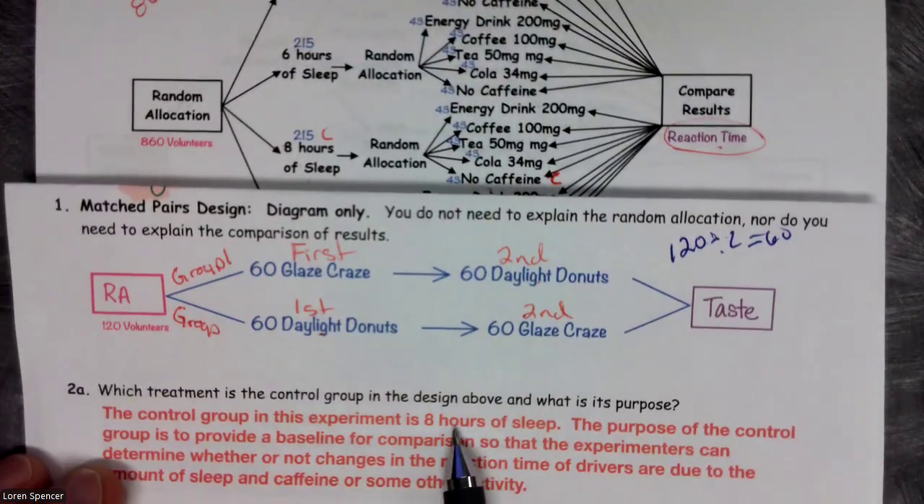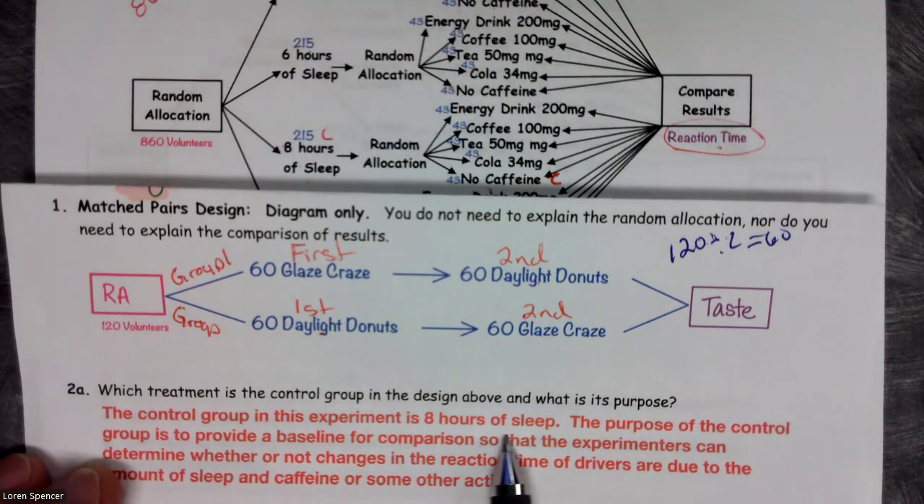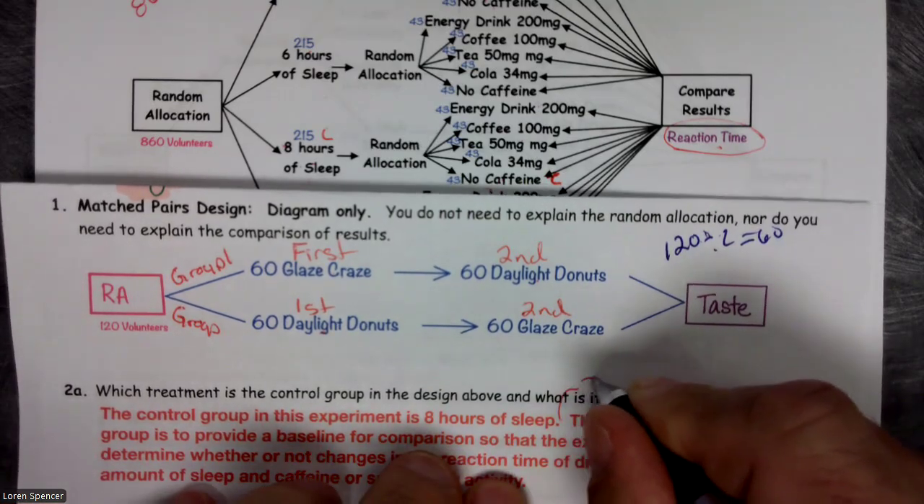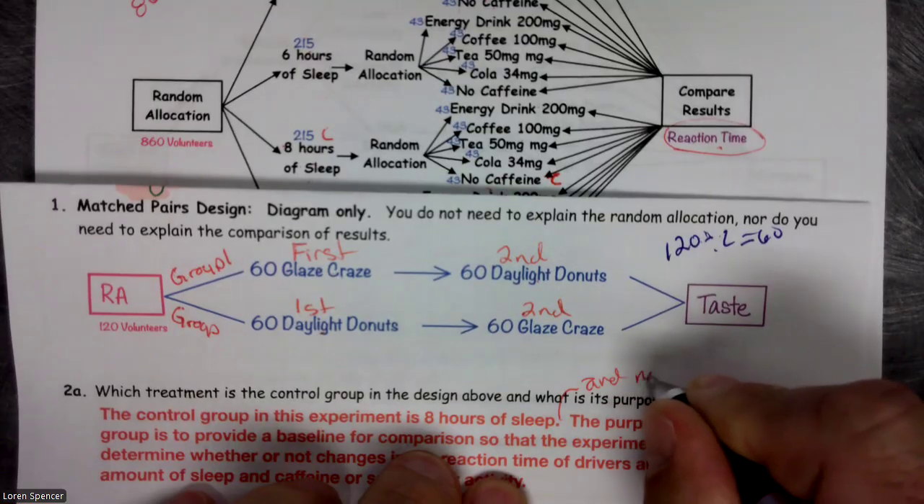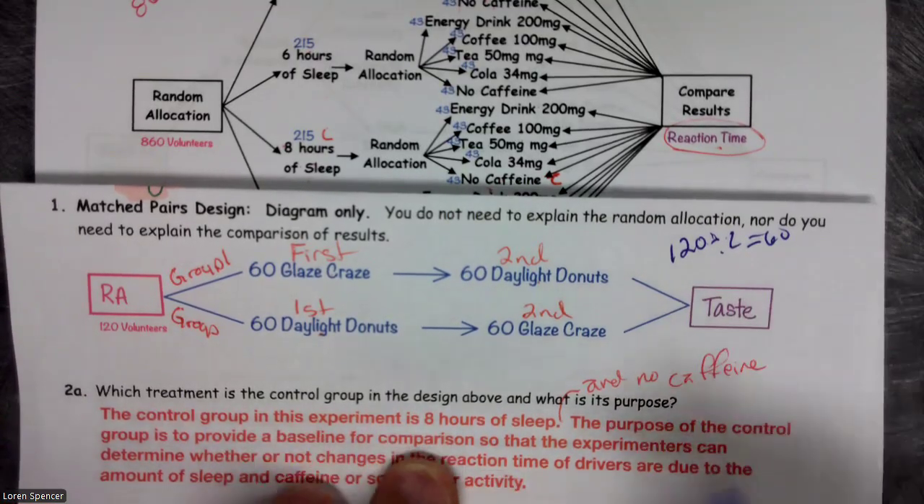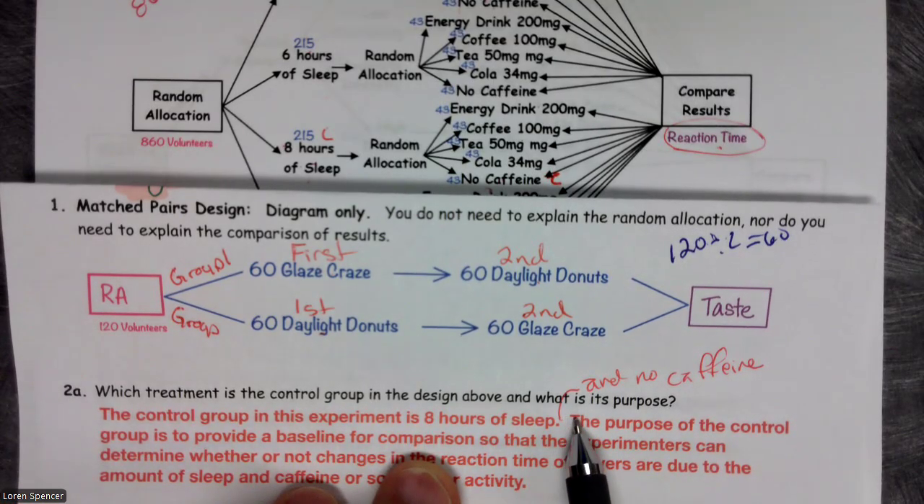The control group in an experiment is 8 hours of sleep. The purpose of the control group is to provide a baseline for comparison. It's 8 hours of sleep, and it should say 8 hours of sleep and no caffeine. All right. So that's our control group.